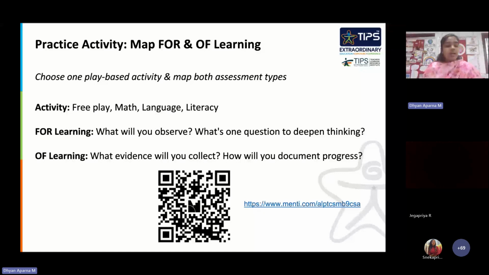So now it's your turn. On the screen, you can see the practice activity. I would like you to choose any one domain that feels familiar to you. First, think about assessment for learning and ask yourself, what would I observe during the activity? And what's the one question I might ask to understand the learner's thinking? And then think of assessment of learning and ask yourself, what evidence can I collect and how will I document the progress? You can just scan the Mentimeter QR code, or else you can take the link in the chat box.